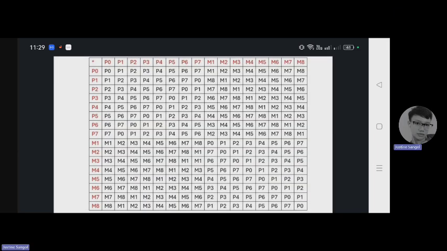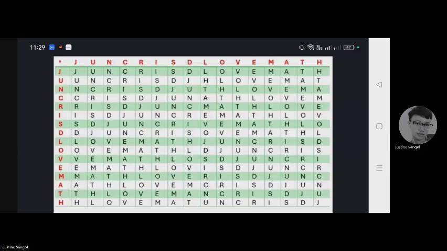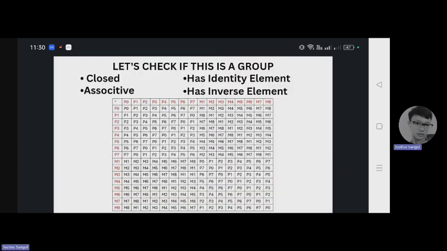we get this table. Now, this table, we will check if this is a group. We will also look for an isomorphism, or we will look if this table is isomorphic to the table that we made in the past task 1. So now let's check if this is a group, which is closed, has associativity, has an identity element and has an inverse.